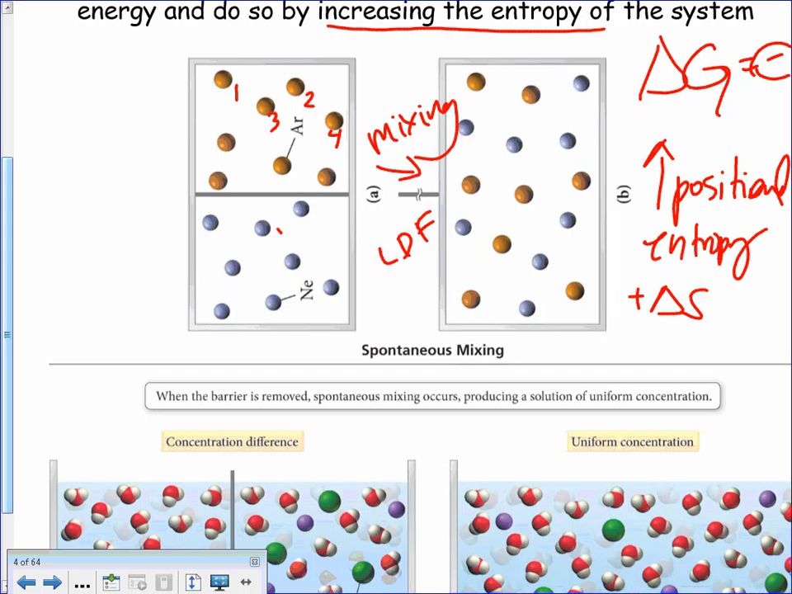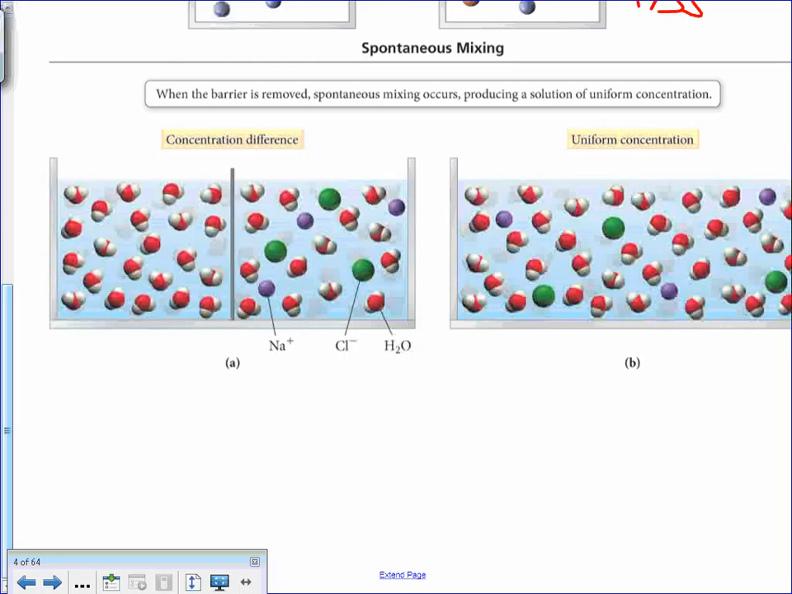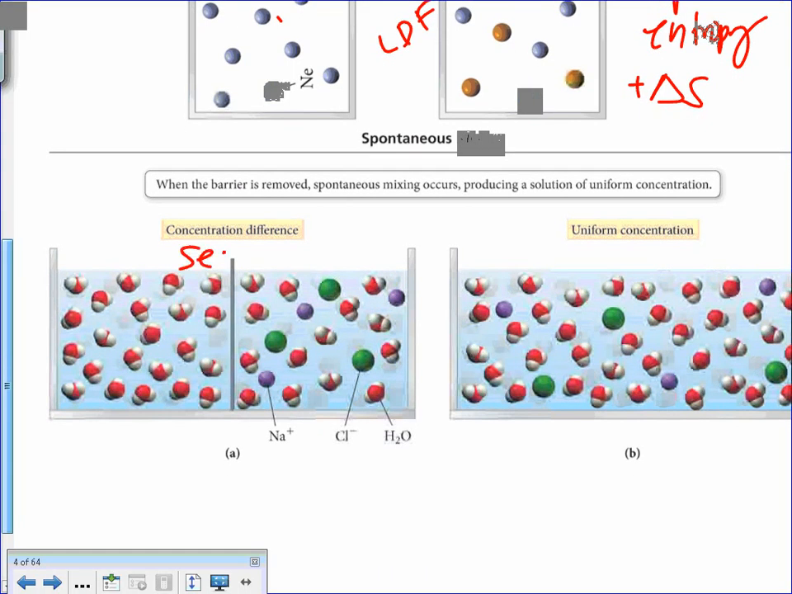Okay, looking down here, you can tell me why. If this is a semi-permeable membrane, right here, we have water on this side, we have salt water on this side, sodium chloride and water. Why, if I take the semi-permeable membrane out, or even if I don't take it out, why is this mixing?